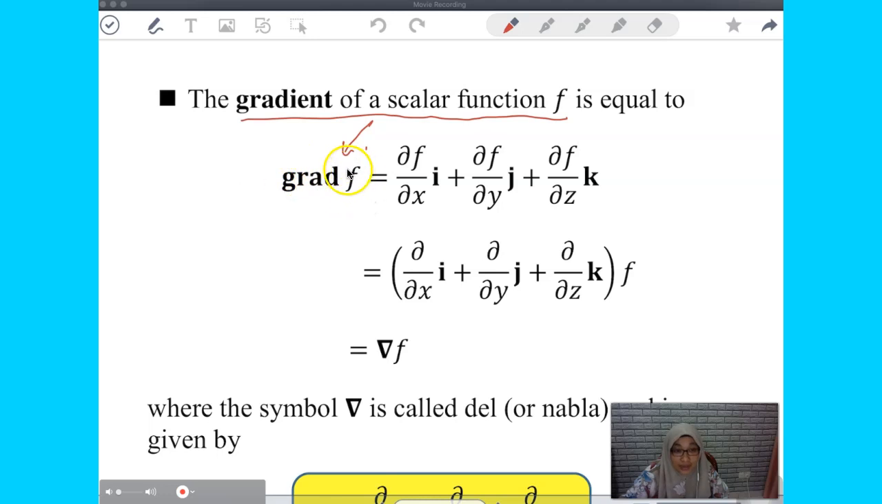How can you explain this in language? The gradient of a scalar function f, grad f, is actually an operator. It's just like the plus sign, the negative sign, the division sign, and the multiply sign. These are considered operators. If they stand alone, they are nothing, right? They should have a partner.